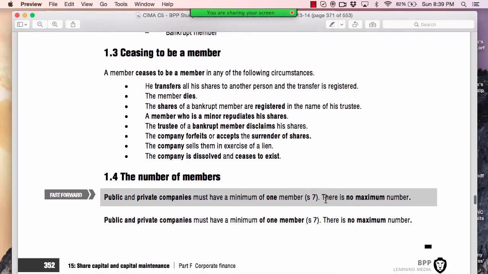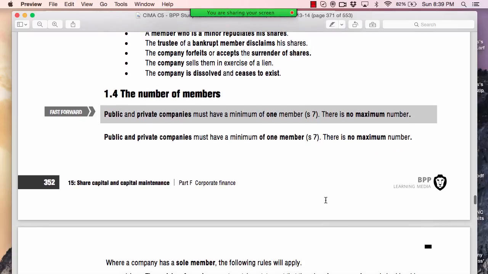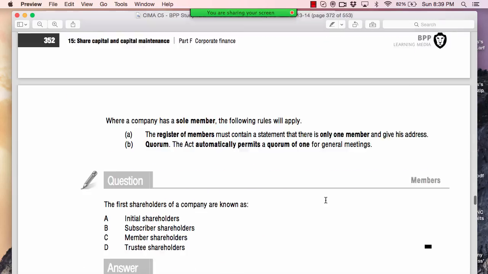Is that clear? Right. Now, the number of members. A public and private company must have a minimum of one member. So at least one member has to be there, and there is no maximum number. Public and private company must have minimum one member.